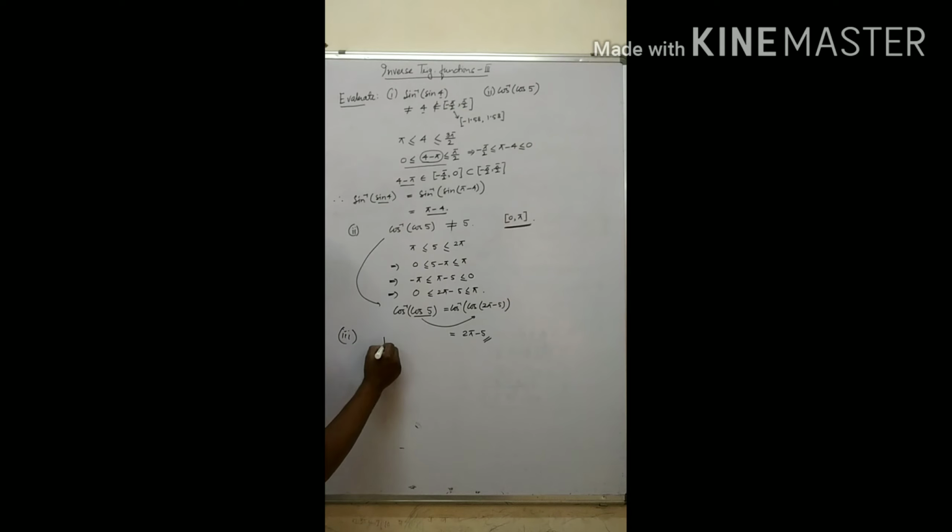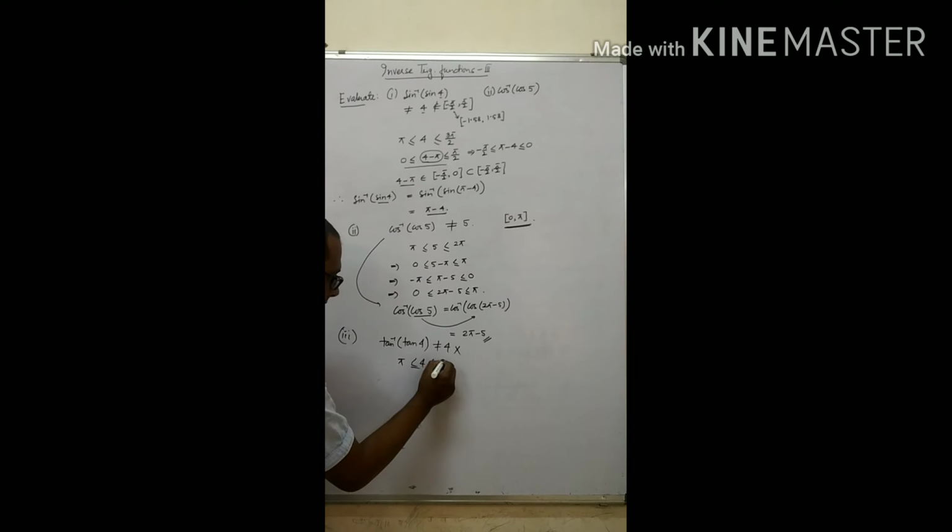Tan inverse of, suppose, tan of 4. Again, I cannot write simply this one as 4. This is wrong. But check where 4 lies. 4 is lying between pi and 3 pi by 2.